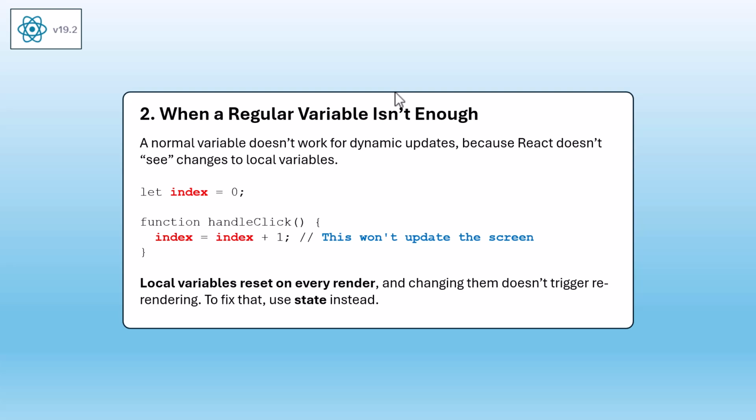So, to make a change visible on screen, we need 2 things. The data must persist between renders. React must be notified to re-render the component. And that's exactly what state does. React's useState hook provides both persistence and a way to trigger a re-render when data changes.